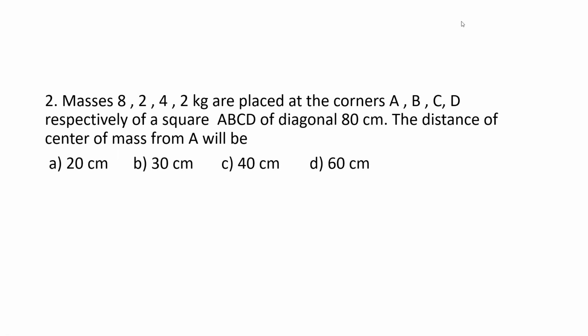According to the question, we will take the figure. It is a square, so consider a square, and here we name the four corners A, B, C, D. The masses are given respectively. Therefore, at A it is 8 kg, then here it is 2, then here it is 4, and here it is 2. Like this, the masses are placed.